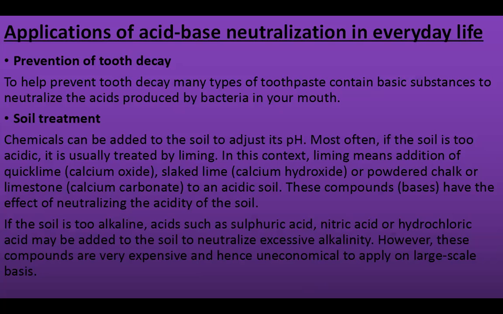The other case is that if the soil is too alkaline, acids such as sulfuric acid, nitric acid, or hydrochloric acid may be added to the soil to neutralize the excessive alkalinity. However, these compounds are very expensive and hence uneconomical to apply on a large scale. So these are just a few cases: when the soil is too alkaline, these acids such as sulfuric, nitric, or hydrochloric acids are used to neutralize the alkalinity.